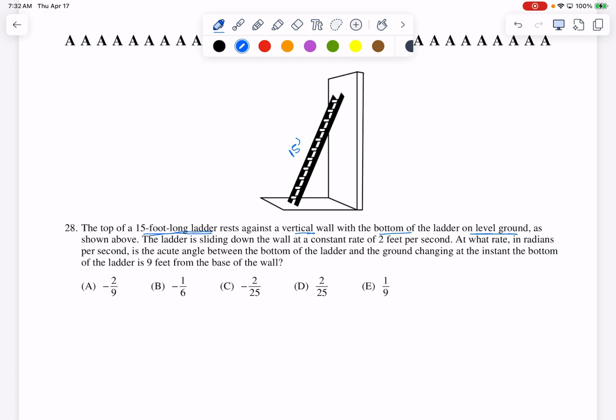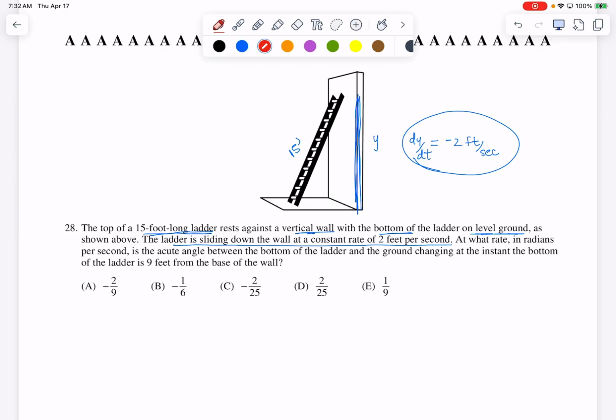Okay, a 15-foot long ladder rests against a vertical wall with the bottom of the ladder on level ground, as shown above. If the ladder is sliding down the wall at a constant rate of 2 feet per second, so this distance right here, we'll call that y. So what is dy/dt? What do they say about dy/dt? 2 feet per second. It's going down at negative 2 feet per second. Why is it negative? It's going down. That distance is decreasing.